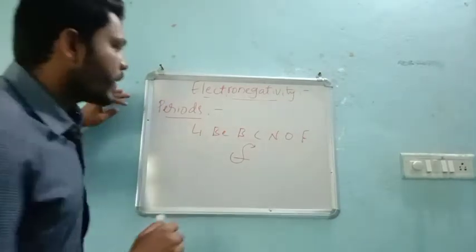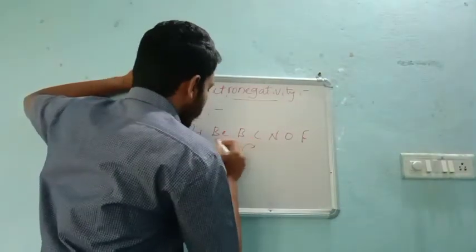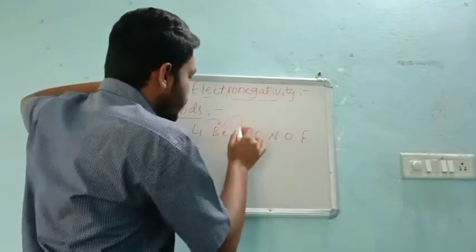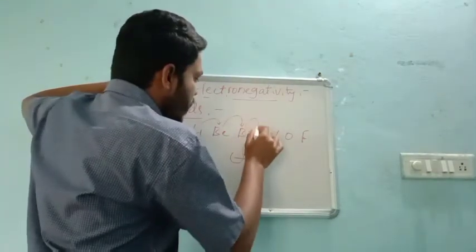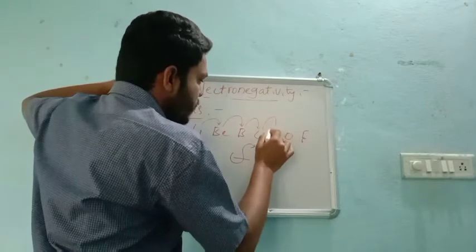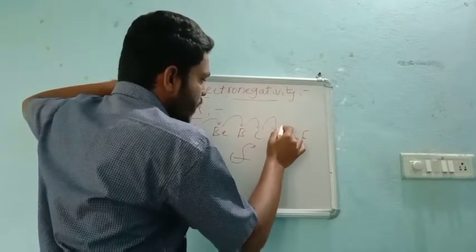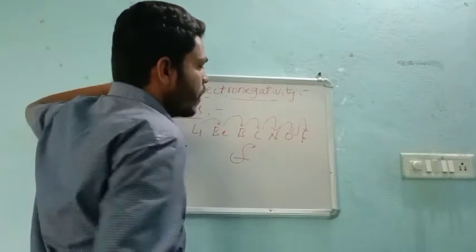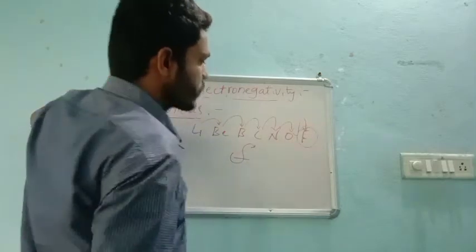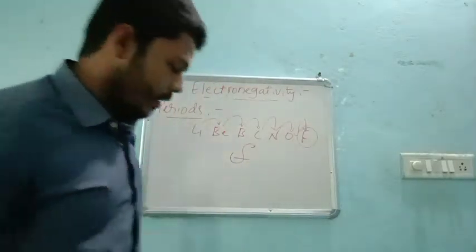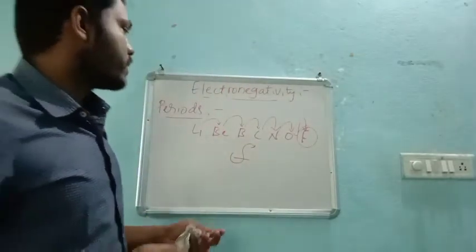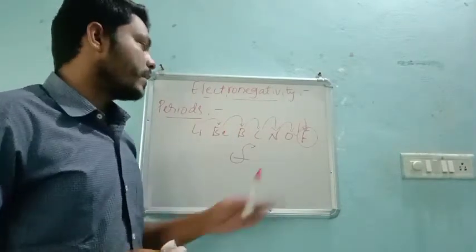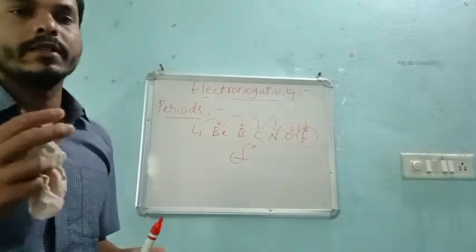If I compare, lithium is less electronegative than beryllium. Beryllium is less electronegative than boron. Likewise, boron is less electronegative than carbon, carbon is less electronegative than nitrogen, nitrogen is less electronegative than oxygen, and oxygen is less electronegative than fluorine. And here the most important part is fluorine. Fluorine is the strongest electronegative element. Why? Because its size is very small.